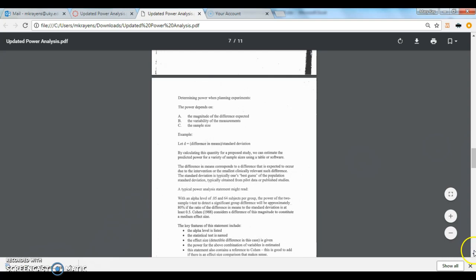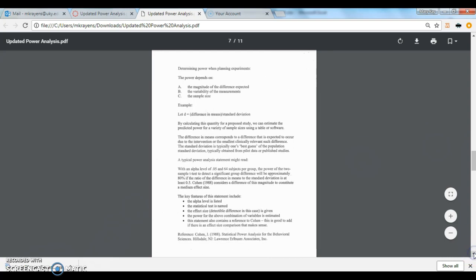Then next we have this kind of wordy summary, and really the reason that I have it in here is to give you an example of what a typical power analysis statement might look like. Not that you would go away from this class and write a power analysis statement on your own, or determine what the appropriate power analysis would be for your project, but this is to give you an idea of the pieces that need to be in a complete power analysis statement.